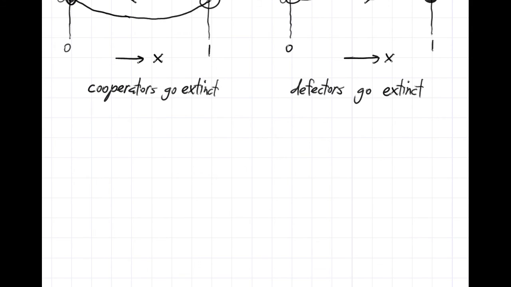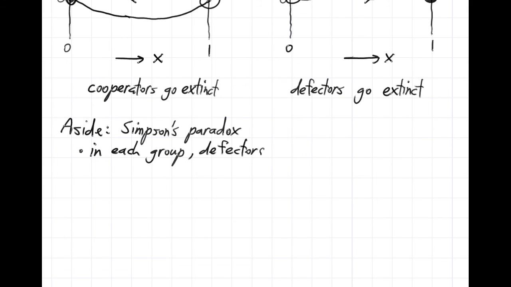Let me just mention another interesting tidbit about all of this. Let's call it an aside. We're going to talk about something called Simpson's paradox. What we've seen here is that in each group, the defectors do better than the cooperators. I don't know if you've seen that exactly yet, but check it for yourself.